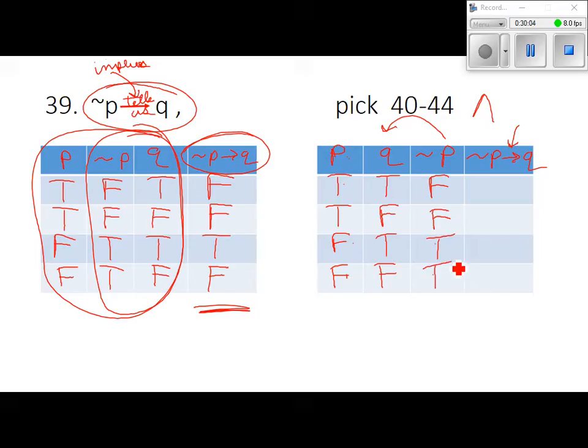Now, I was going on the fact that I think that arrow should mean and. If that arrow means or, then only one part has to be true for the whole thing to be true. If it's and, both parts have to be true. And that's on your notes, where we were talking about conjunctions and disjunctions.